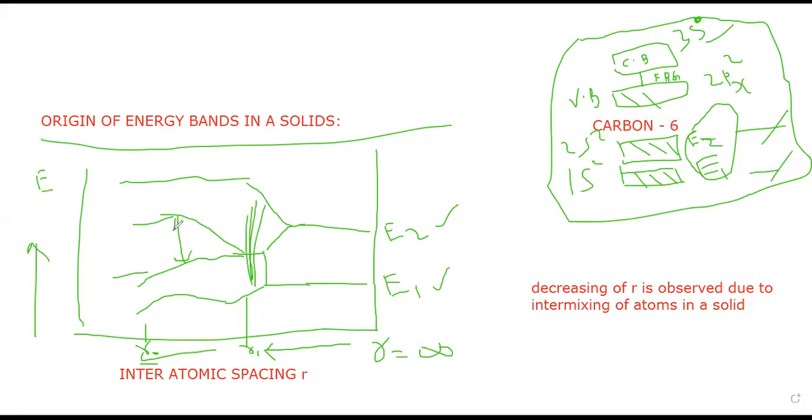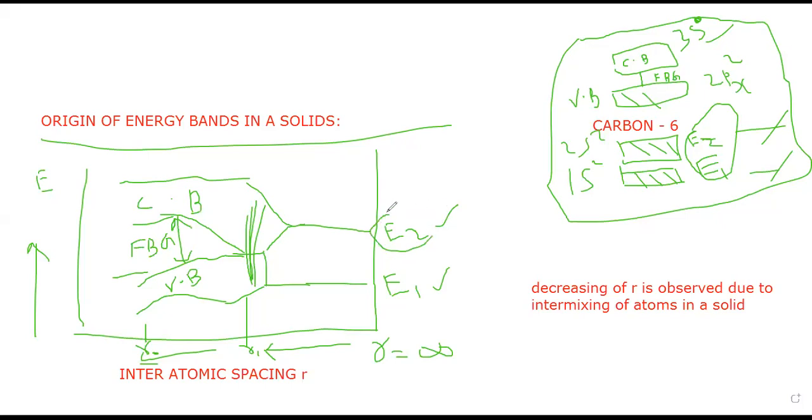So due to the decrease of interatomic spacing, energy bands are split into a filled energy band, the valence band, and an empty band, the conduction band. The gap between the valence band and conduction band is the forbidden energy gap, FEG. So like this, we observe various types of energies.